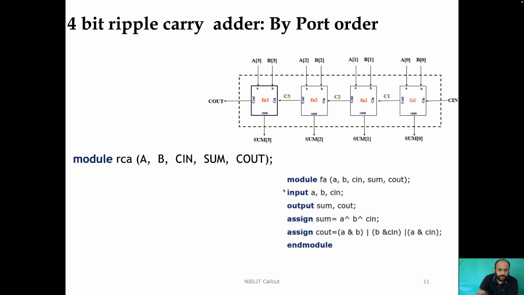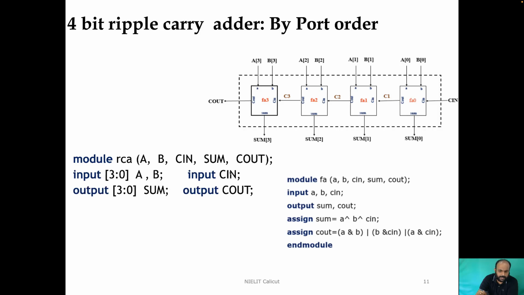Yeah. So here, everything is normal, just like in the previous example. But while we instantiate, there is a change. Here we are writing A of 0, B of 0, C in, sum of 0, C1. So the meaning is, while you are instantiating, say, FA0, you are writing in its bracket the corresponding port of the top level block.